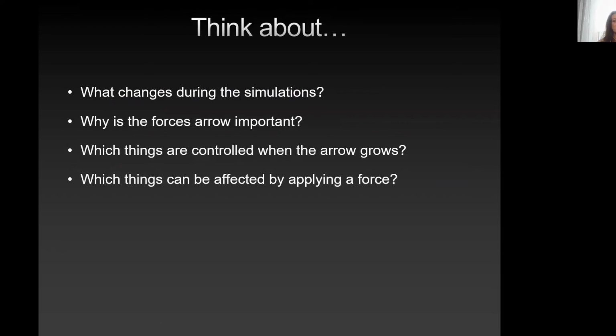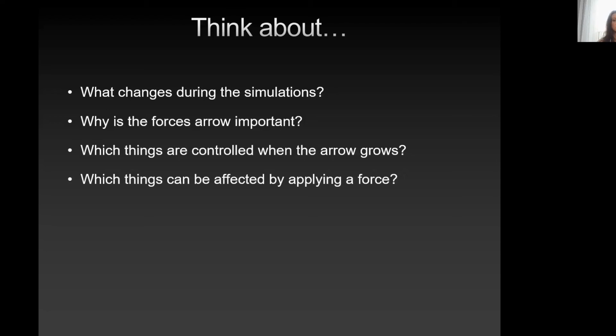Second question, why is the forces arrow important? The forces arrow is important because it shows us the direction of the forces. If we just applied the force with the friction, we would not know which force was stronger than the other force. That's why it is very important that we know what direction the forces are going in.